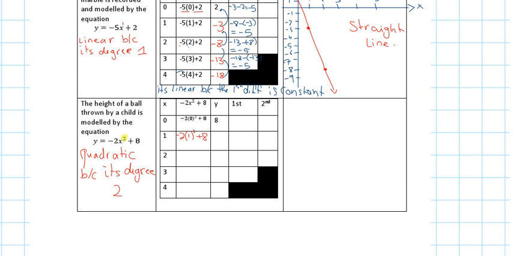BEDMAS says I have to do the square first, the exponent. 1 squared is 1. 1 times negative 2 is negative 2. Add 8, 6. Are we okay with this? Okay, now I'm replacing x with 2. What do I do first? So 2 squared is 4 times negative 2. Negative 8, add 8, 0.